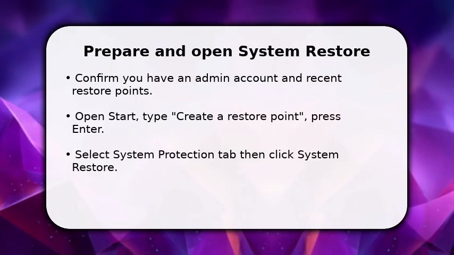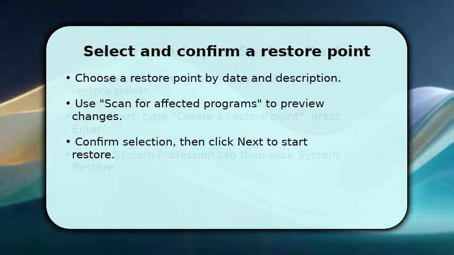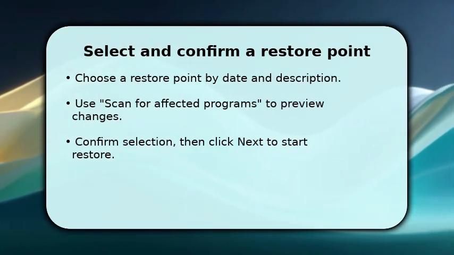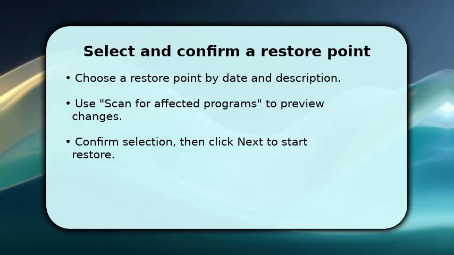Next, click the System Restore button to launch the guided wizard and move to choosing a restore point. Now you pick the restore point that returns your system to the desired state, choose by date and the event description so you undo the right change.